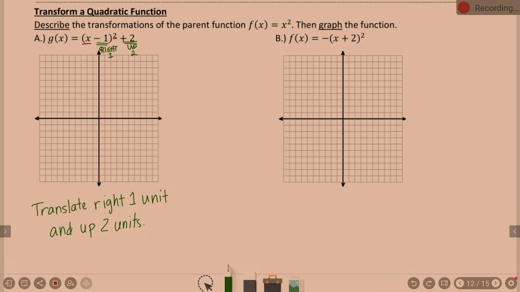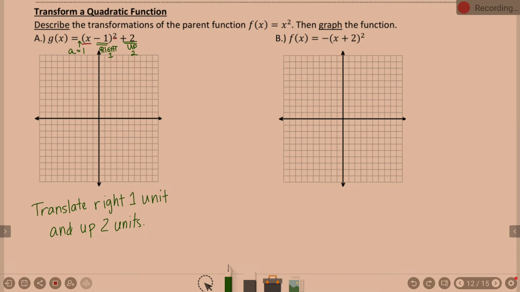Do we reflect this graph? No. Out in front of my parentheses is no number. So that means it's going to be a typical right side up U, because my A value is positive there. Are we going to stretch or compress it? No. If you want to talk about this, there is an invisible number 1 there. And so we can talk about A as 1, but that just means it's a right side up parabola, no stretch, no compression, I should say.